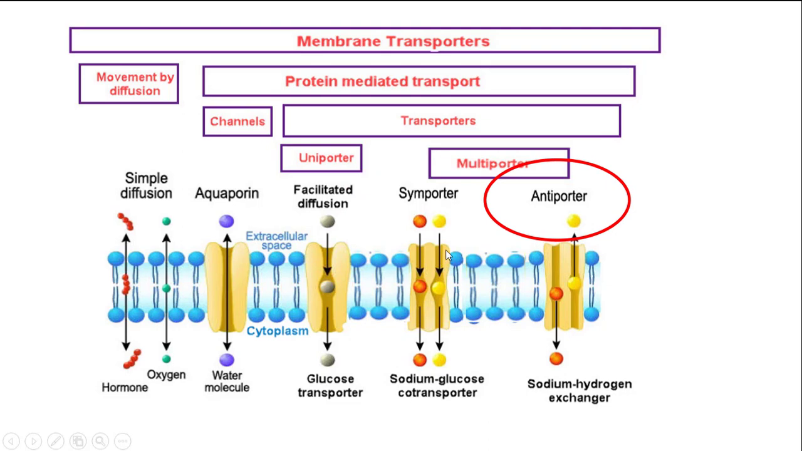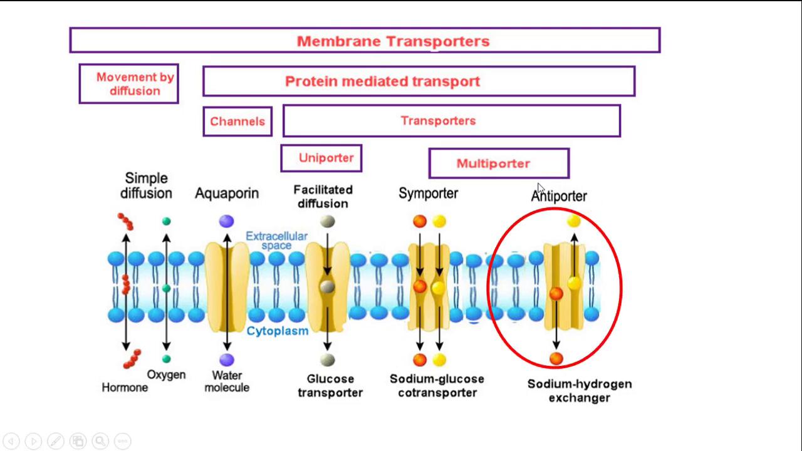For symporters, the transporter is able to transport two or more solutes at the same time and in the same direction. One example is the sodium glucose cotransporter that transports sodium and glucose at the same time and in the same direction. These types of transporters are available within the proximal convoluted tubule, at the apical side of the epithelial cells. The other type of multiporter is the antiporter.